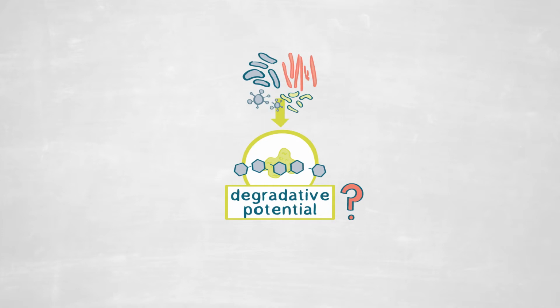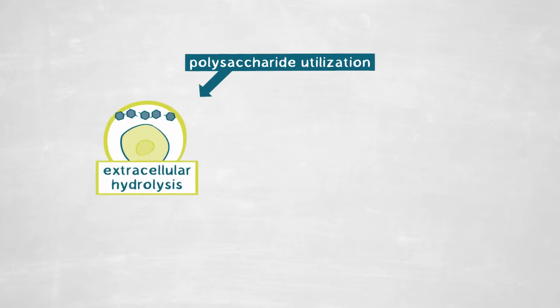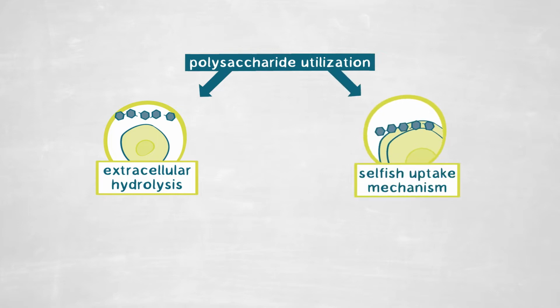So far, there are two different ways of bacterial polysaccharide utilization known. One is the extracellular hydrolysis, where the polysaccharide is degraded into smaller subunits outside of the cell, and only these subunits are then small enough to be taken up by the cells. In contrast, the selfish uptake mechanism means that the whole polysaccharide as such is taken up into the bacterial periplasm, where it is then further degraded.